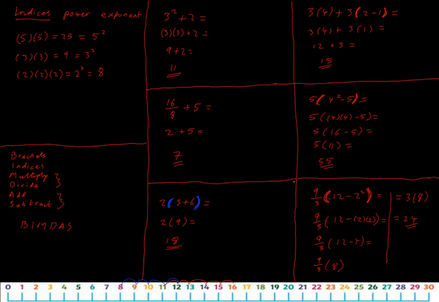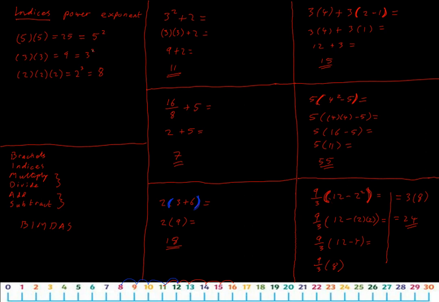So you can see even in a really scary looking sum like that, we're able to do our bits step by step, and we are able to keep our heads. We're able to follow Bimdas to keep track of what order we need to do things in, and we're able to do our sums.